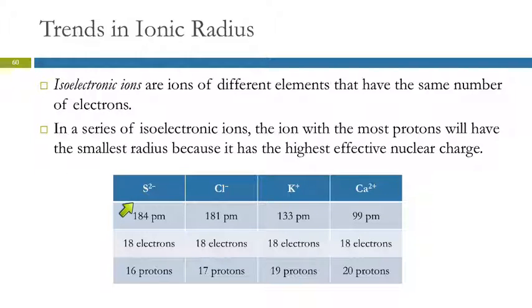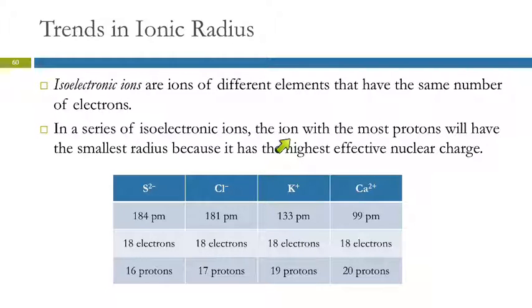So sulfide, chloride, potassium, and calcium ions all have 18 electrons, the same as argon. The electron configuration for all of these is the same as argon. The electrons are all arranged the same way. The number of protons is different. Sulfide has 16 protons, up to calcium with 20 protons.